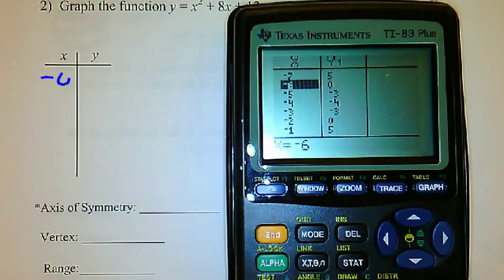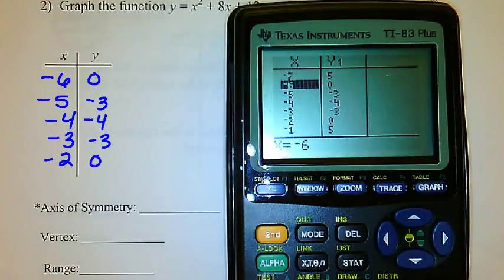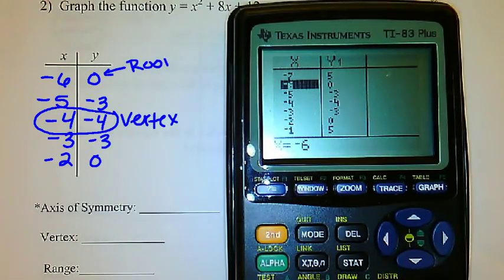So I'll start with -6, 0, -5, -3, -4, -4, -3, -3, and then -2, 0. So what I like to do with this table is I like to kind of map out all the questions that I am actually going to ask you. Okay, so this is our vertex. When x is 0, this is a root or a 0, or an x-intercept and a root.